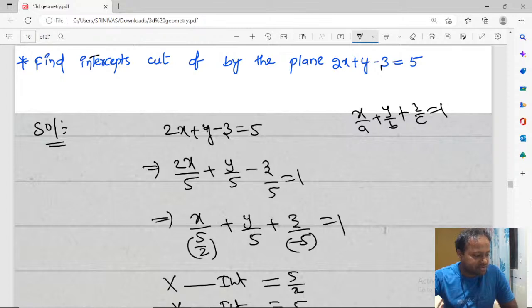So in the further class I will do problems on determinants. So go through all these problems. You won't miss a 1 mark question from 3-dimensional geometry.